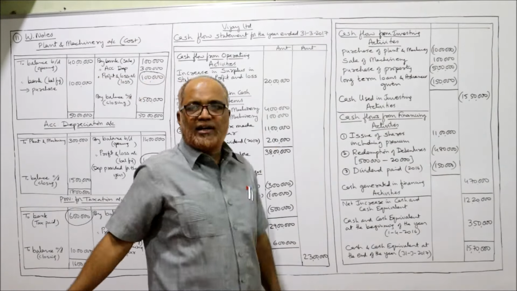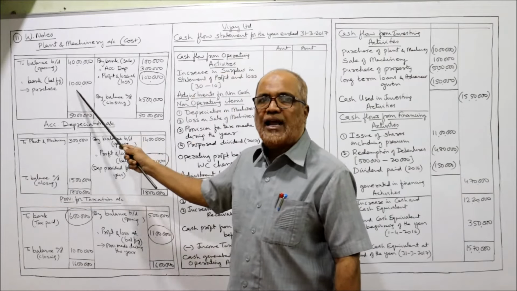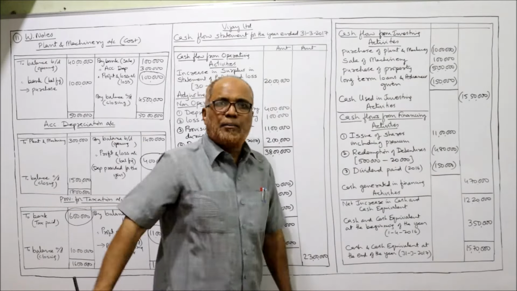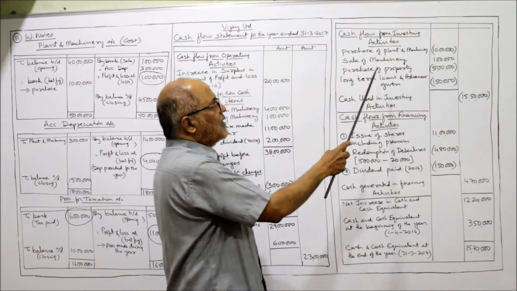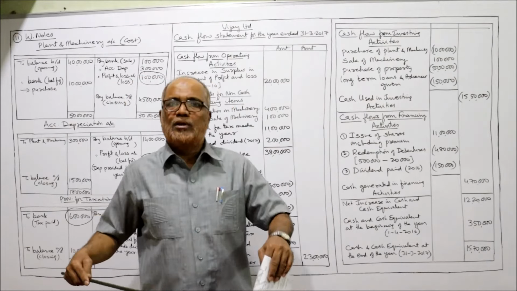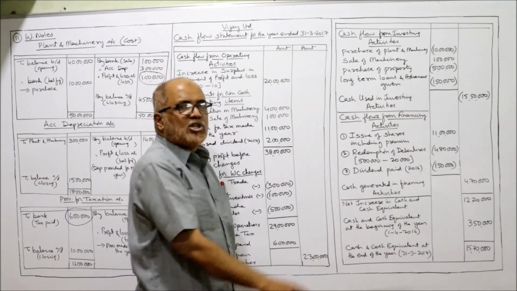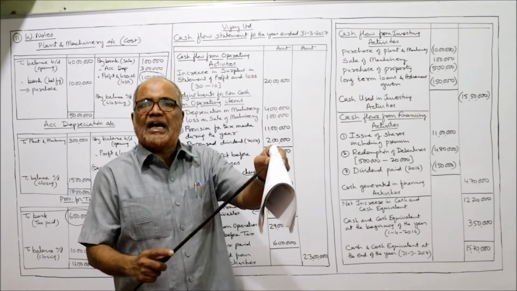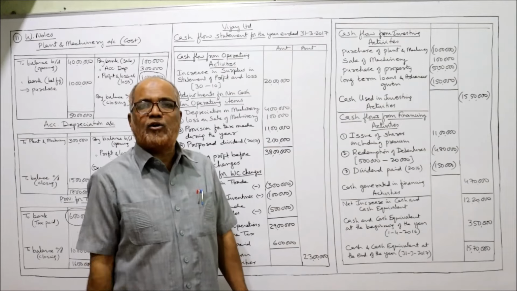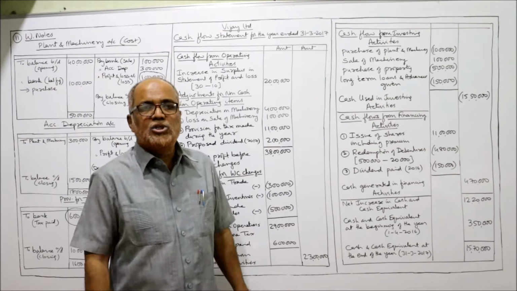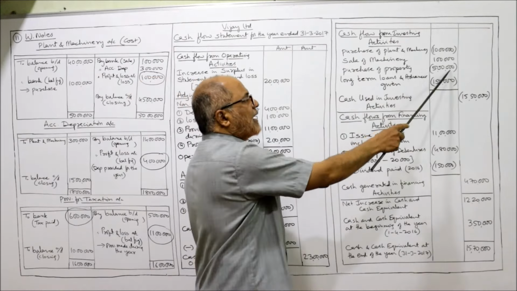Purchase of plant and machinery 10 lakh, already we got it here, 10 lakh rupees purchase of plant and machinery. Purchase means outflow, bracket. Sale of machinery, inflow. 1 lakh rupees is the sale of machinery, inflow, without bracket. Purchase of property, if you compare the property last year, current year, 5 lakh rupees property increased. So purchase of property 5 lakh in bracket.